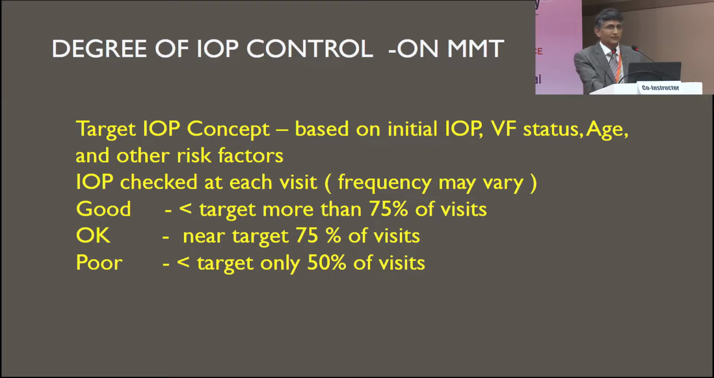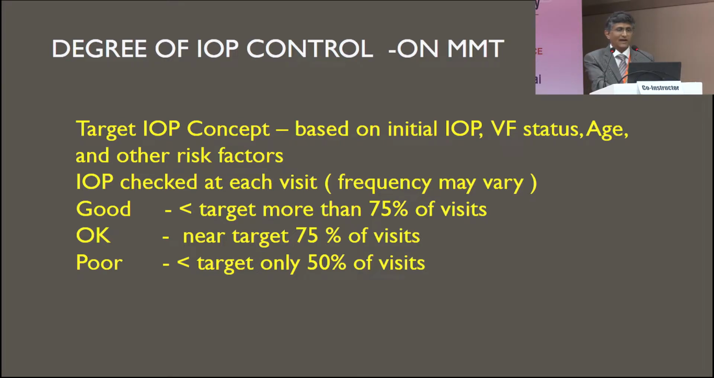Then you come to the next point, that is, what are the pressure levels? You are following the target pressure concept, where you have evaluated and decided that my patient would be likely to remain good or stable at a certain target pressure based on the intraocular pressure, visual field status, age and other risk factors. So then you are going to check the patients. So you classify again into good, okay and poor.